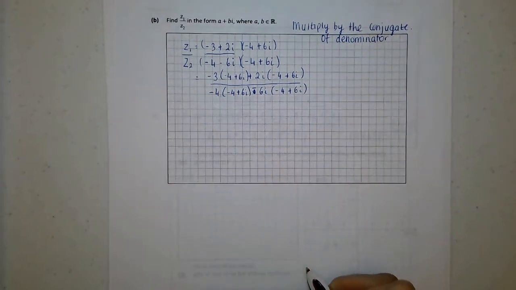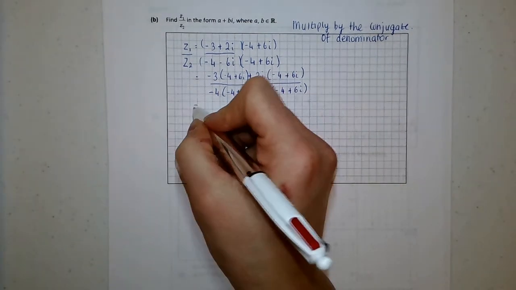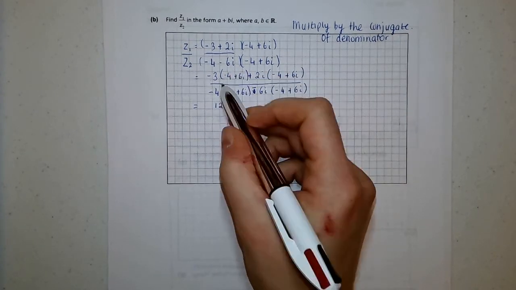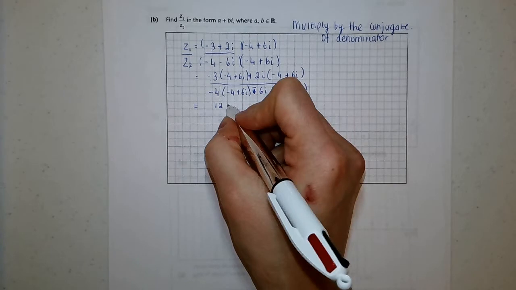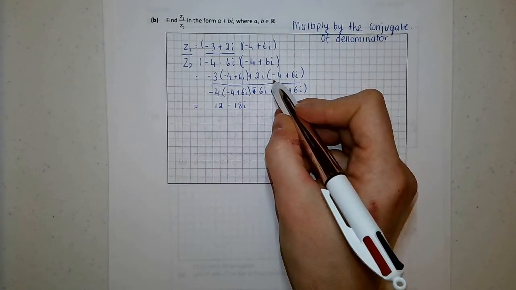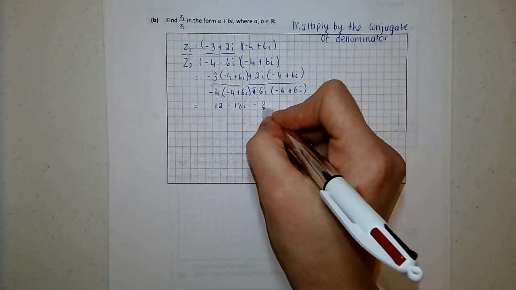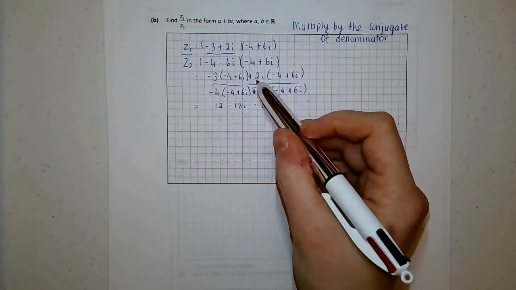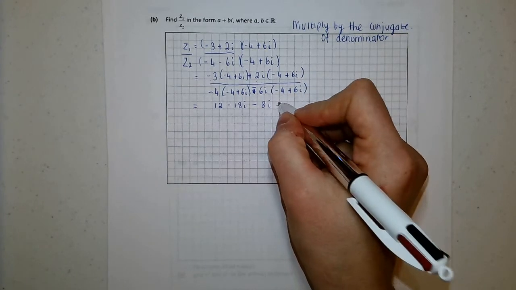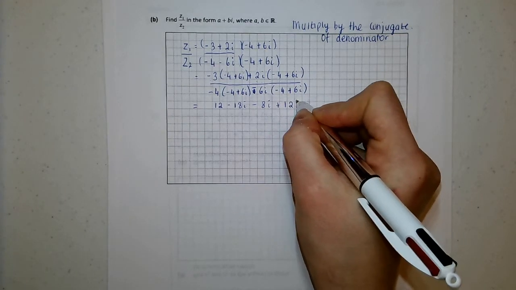At this point we're going to multiply it all out. So minus 3 times minus 4 is plus 12, minus 3 times plus 6i is minus 18i, plus 2i times minus 4 is minus 8i, and plus 2i multiplied by plus 6i is plus 12i squared.